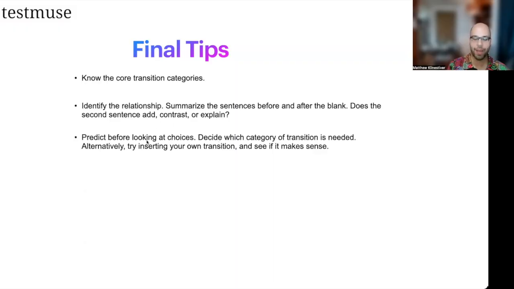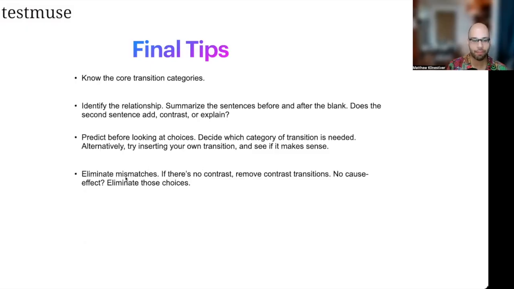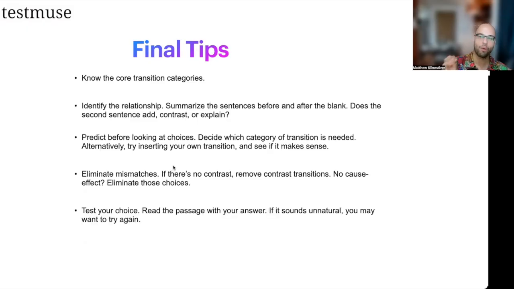Make sure that you're making that prediction, whether it's a prediction about category or a specific word that you want to use. And you can use process of elimination like I did throughout the lesson, eliminating things that are impossible, like contrast. So eliminate those mismatches: no contrast, remove contrast; no cause-effect, eliminate stuff like "therefore" and "for this reason." And then put your word in the passage and read it back to yourself. Does it make sense? Great. If it doesn't, you may want to pick something different or start from the beginning again.